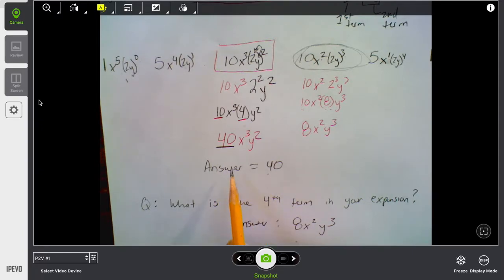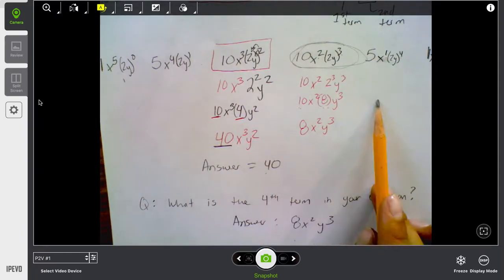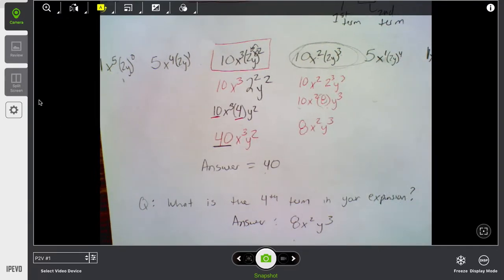And then, you know, if you wanted to expand everything, you could expand everything, and that was shown in the last video about the expansion.